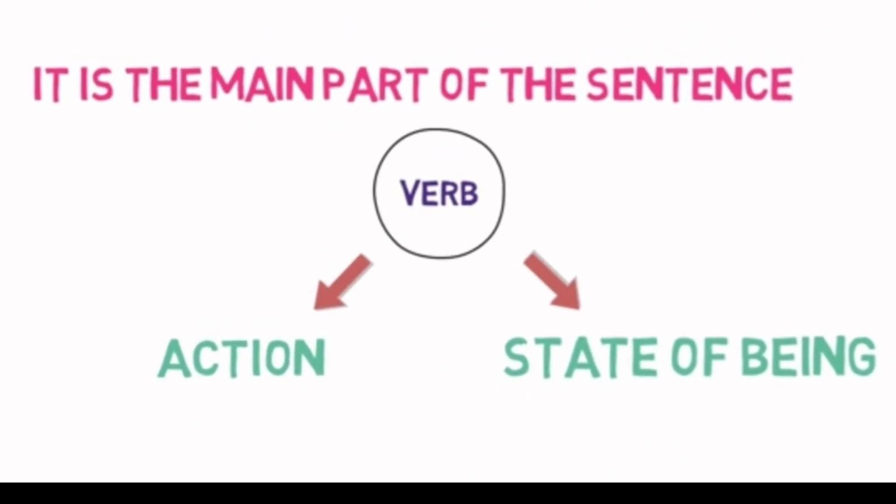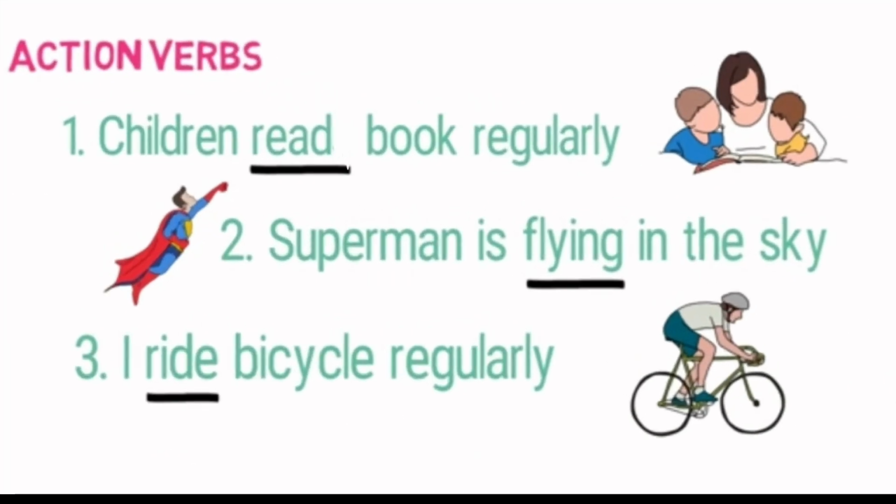Verb tells us two things about the subject: action or activity performed by the subject, or a state of being of the subject. In other words, state or situation of the subject. Let's see some examples of action words. Children read book regularly. Superman is flying in the sky.